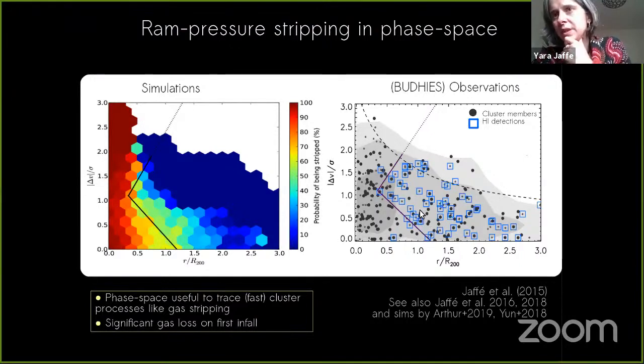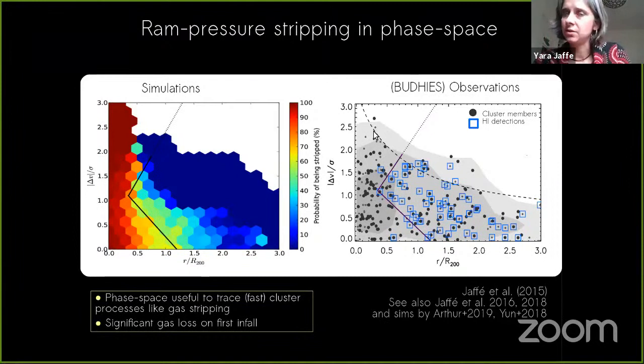And if we go to our observations on the right-hand side, here are the observations for Abell 963, which I showed before. All the dots are cluster members and the blue squares are gas-rich galaxies detected in HI. And you see that the resemblance with the prediction is quite remarkable. All the gas-rich galaxies are outside this region. And inside the stripping zone predicted by simulations, we essentially don't detect any HI.